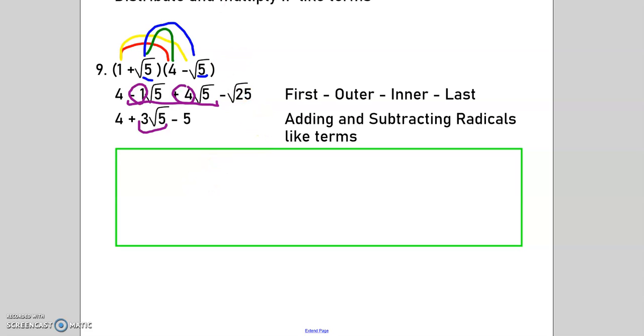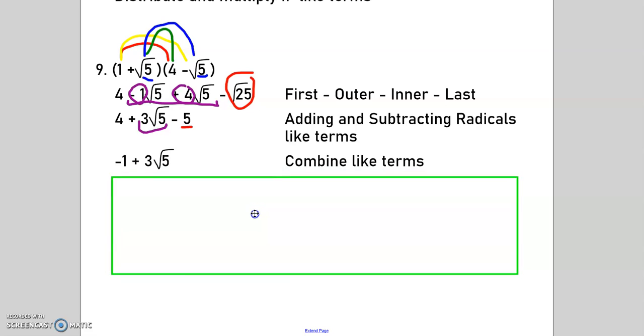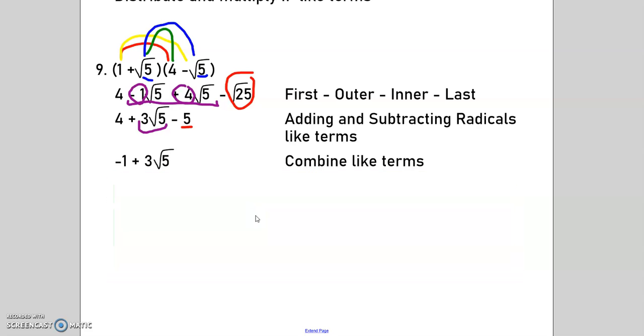Hey, guys, also, square root of 25, what is the square root of 25? 5, perfect, that simplifies nicely. And then the last thing we need to do is combine any other like term. So 4 minus 5 gives me negative 1, and there's my final answer, negative 1 plus 3 square root 5. Here's some steps. Hopefully that makes sense. Shoot me an email or a message on Schoology if you have questions, or save them for the Zoom session about this.